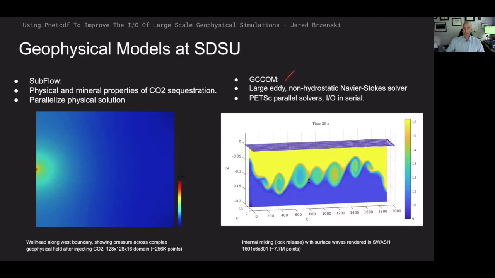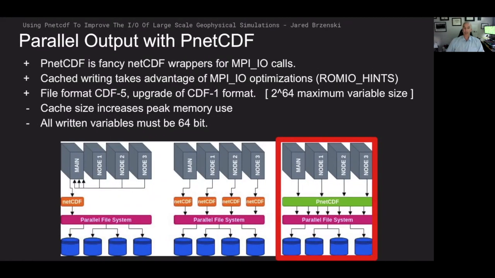I've also been working with GCCOM. The general curvilinear coastal ocean model is a large eddy non-hydrostatic Navier-Stokes solver. The solver is fully parallelized using PETSc, but the input-output is still done serially, meaning one process reads the initialization file, and that same process writes out all the data. To parallelize the output, I've chosen PnetCDF.